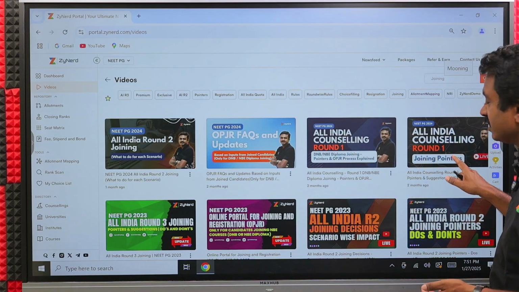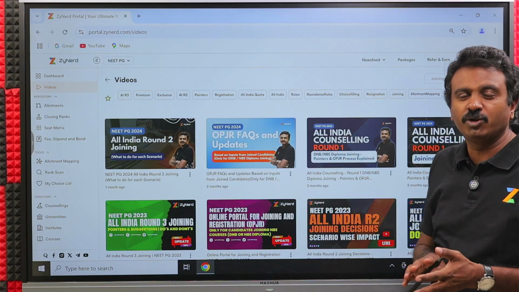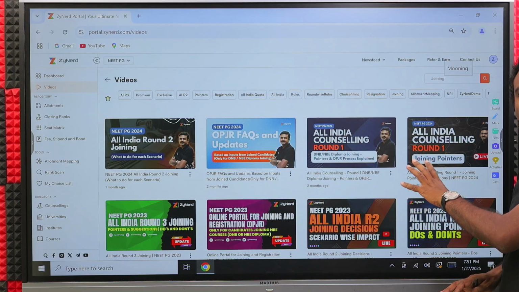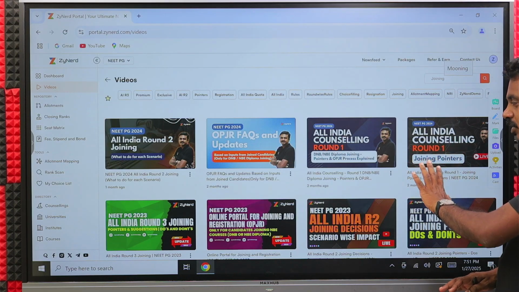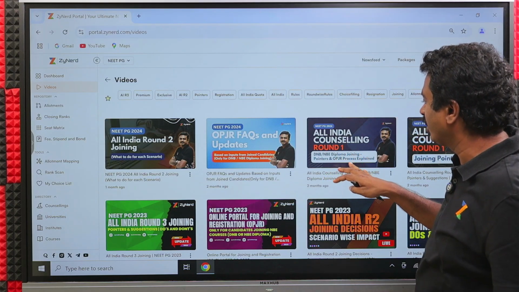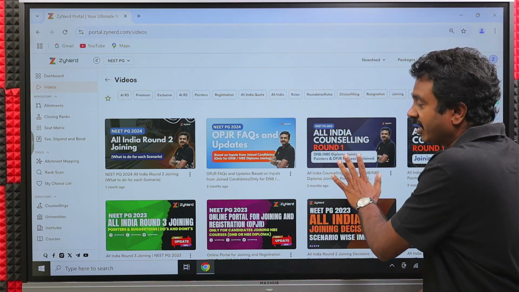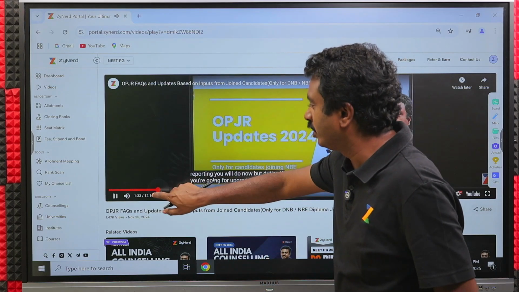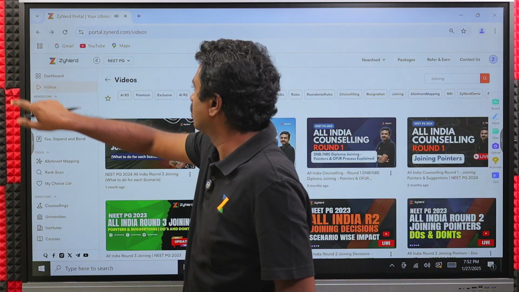For All India, just check this. The only thing that you need to ignore over here is the upgradation concept and the transfer of fee. That you need to remember. Second, for NBE diploma and DNB, the joining pointers are explained here. Forget the OPJR here; if you want to know what to do in OPJR, it is also mentioned over here.